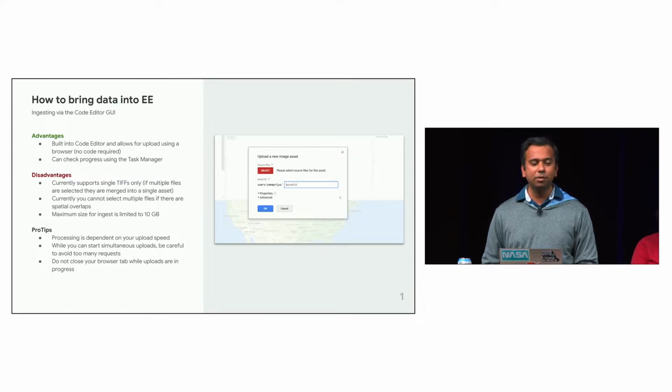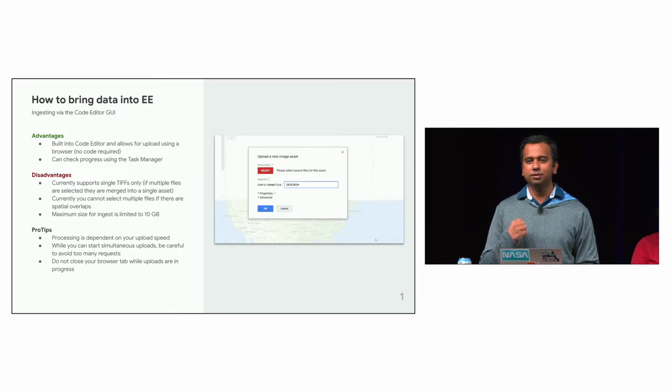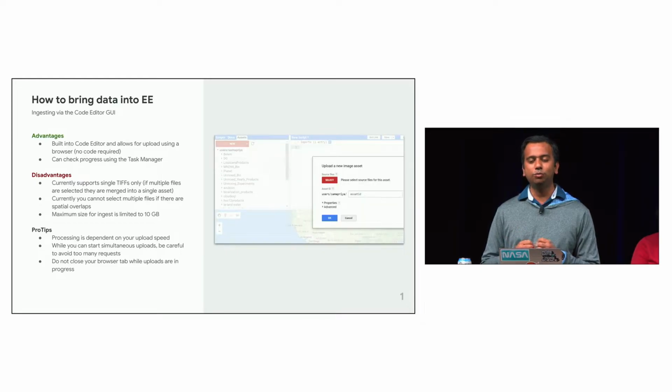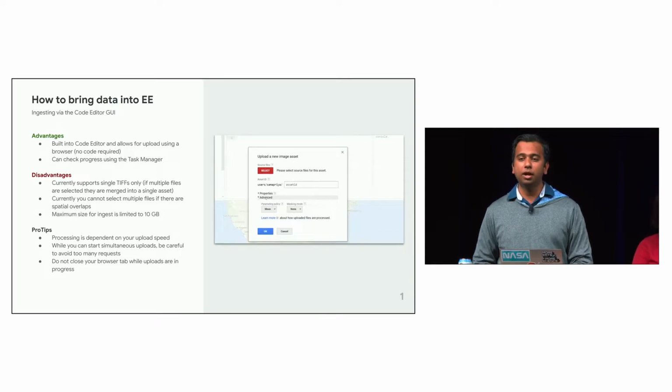While you can start simultaneous uploads, be careful to avoid too many requests. This is a good one to remember. Initially what happens is when you're starting an upload, it starts to actually upload the data, and then the ingest process actually starts. So what it does is when you click on that button, it generates an upload URL. That's what's happening in the backend. And that upload URL is where we are making a post request. So any data set you have, a TIFF file, whatever else you have, it's basically posting to that upload URL.